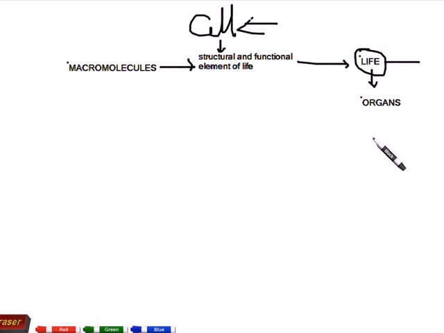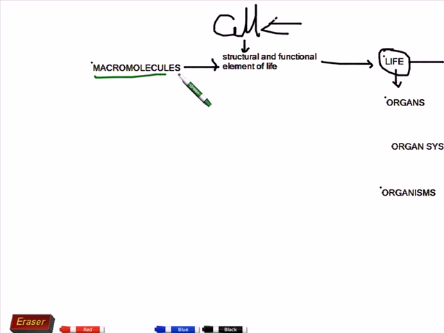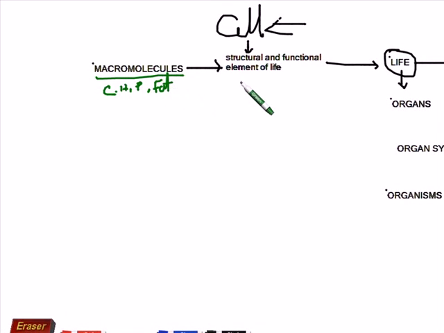When you make organs, then we can make organ systems, and from these organ systems we eventually make an organism. So we have this step-by-step process. We have macromolecules like carbohydrates, proteins and fats, and we arrange those macromolecules together to make the structural and functional unit of life, the cell. Then we arrange those cells.